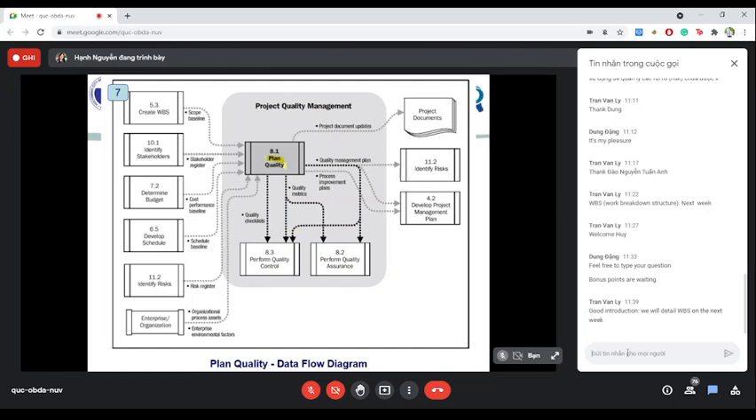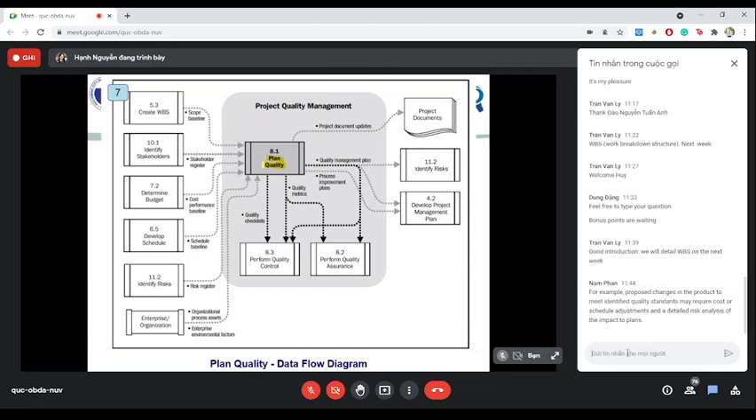Plan quality is the process of identifying quality requirements and standards for the project and product, and documenting how the project will demonstrate compliance. Quality planning should be performed in parallel with the other project planning processes. For example, a proposed change in the product to meet the identified quality standard may require cost or schedule adjustment and a detailed risk analysis of the impact to the plan.